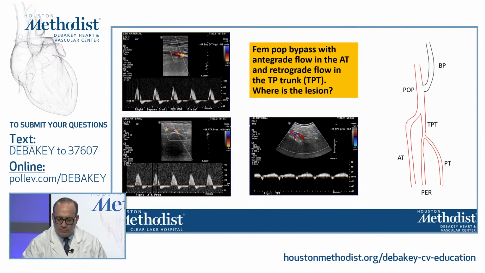Where would that stenosis be? The stenosis would be right there at the origin of the tibial peroneal trunk. Why? Because you have antegrade flow going down the anterior tibial artery, and to have reverse flow in the tibial peroneal trunk, you're going to have an occlusion, essentially, at that segment. So flow is coming through collaterals and filling the TP trunk retrograde.